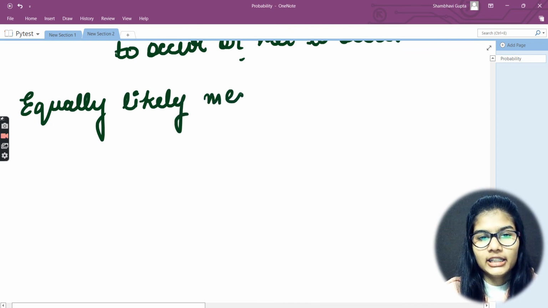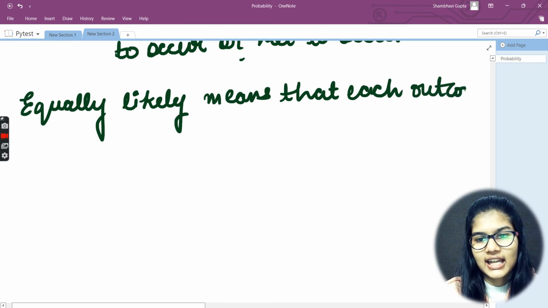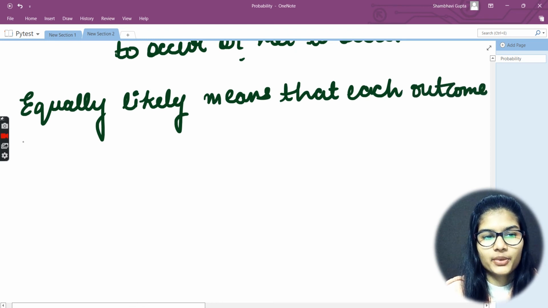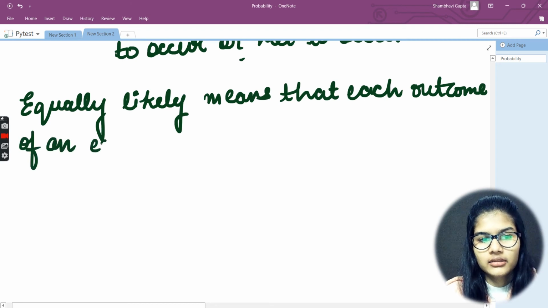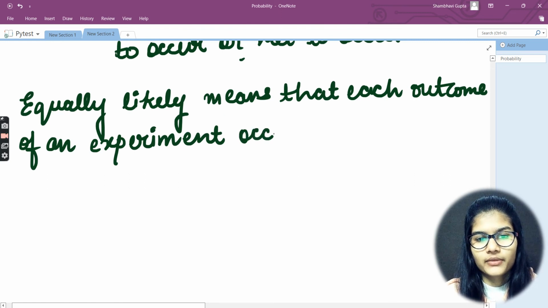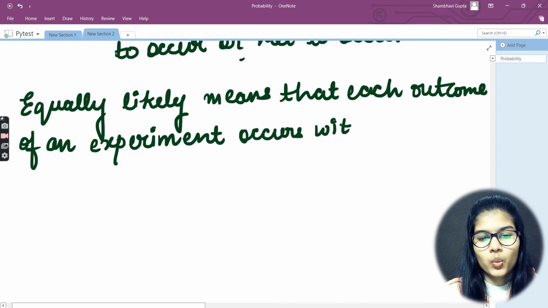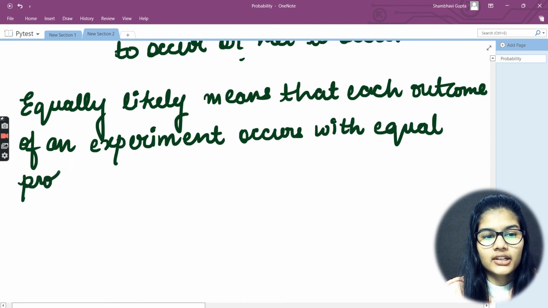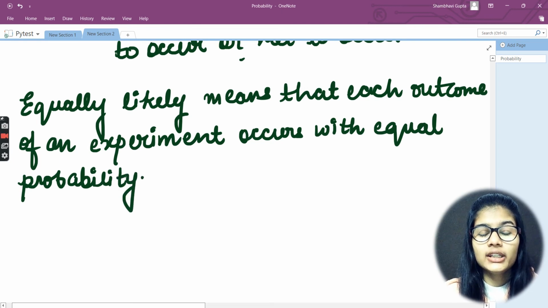So equally likely means that each outcome of an experiment occurs with equal probability. Let me just write that down. Yeah, so equally likely means that each outcome of an experiment occurs with the equal probability. This is what equally likely actually means.